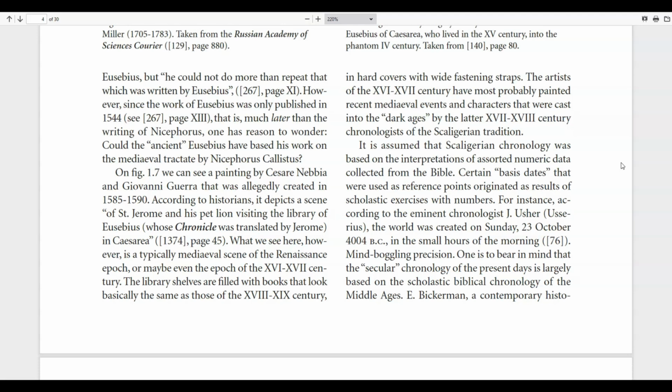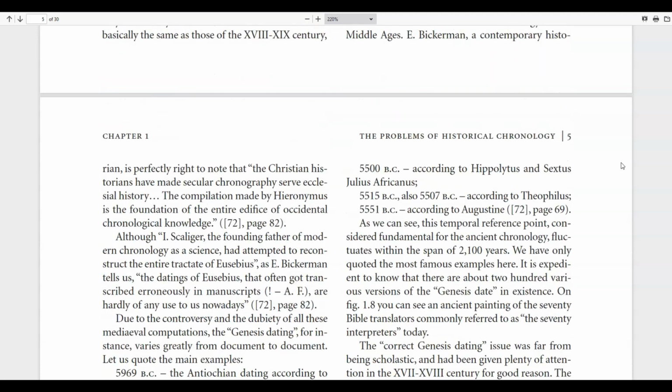Mind-boggling precision, right? Well, one is to bear in mind that the secular chronology of the present day is largely based on the scholastic biblical chronology of the Middle Ages. E. Bickerman, a contemporary historian, is perfectly right to note that the Christian historians have made secular chronology serve ecclesial history. The compilation made by Hieronymus is the foundation of the entire edifice of Occidental chronological knowledge.